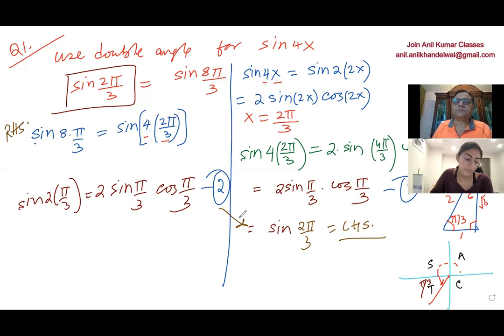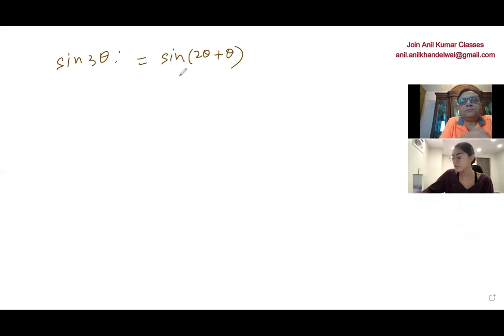Okay. The next question is: use the appropriate compound angle formula and double angle formula to develop a formula for sine 3 theta in terms of cos theta and sine theta. So basically, you need to find a formula for sine 3 theta, right? So sine 3 theta can be written as sine of 2 theta plus theta, correct? Correct. And now we'll apply the formula. So sine 2 theta cos theta plus cos 2 theta sine theta, right?